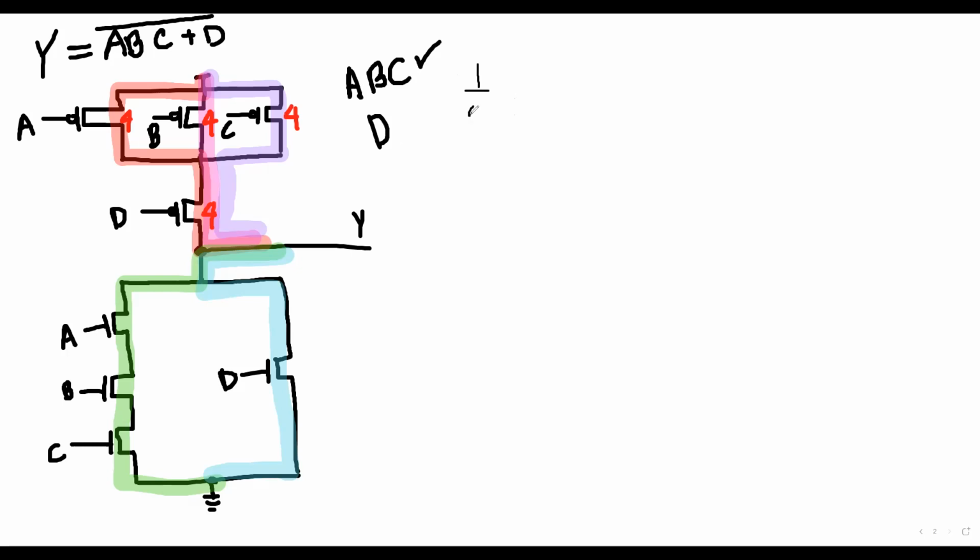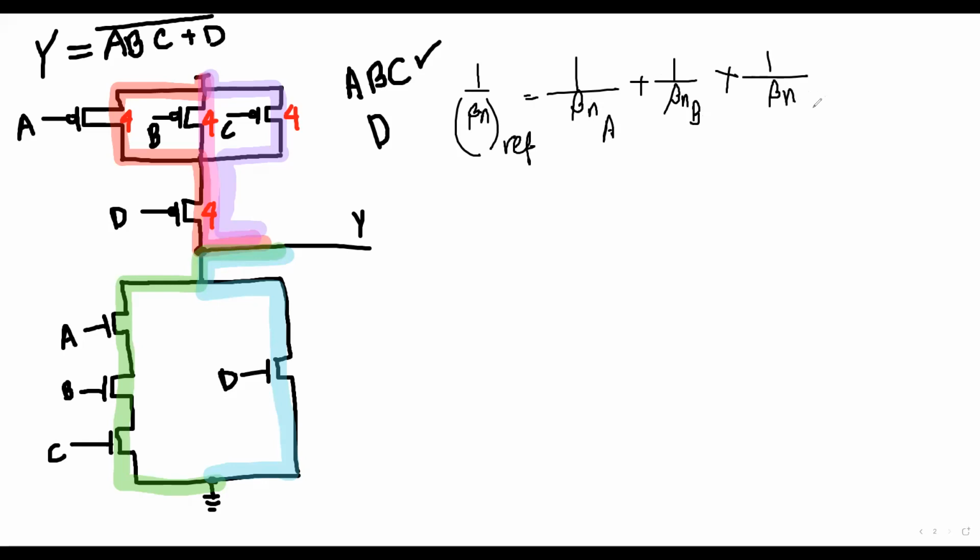1 divided by beta N for the reference circuit, 1 divided by beta N for A plus 1 divided by beta N for B, plus 1 divided by beta N for C. Understood? Now, if you do the simplification, it will be Wn by Ln. This is for the reference circuit.